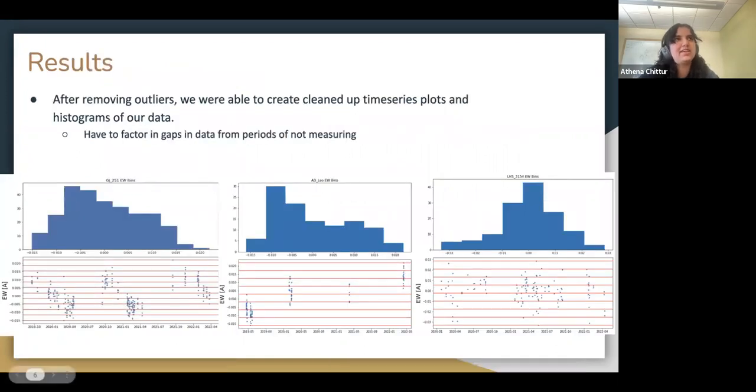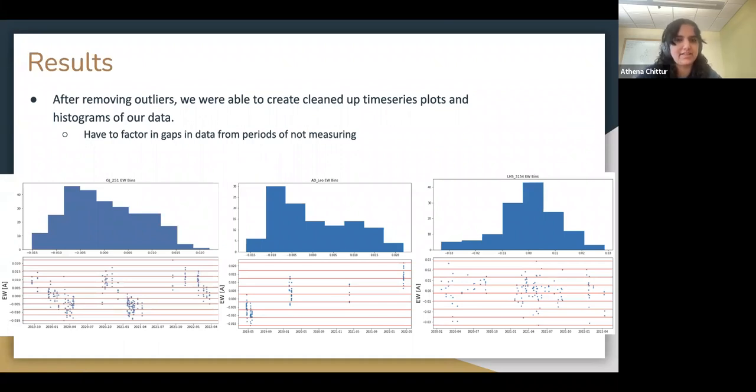So after we went through these 75 stars and we made sure that everything lined up and that every point that we included was a point that we could be reasonably sure was valid, we wanted to take a look at what we had and what we were left with.